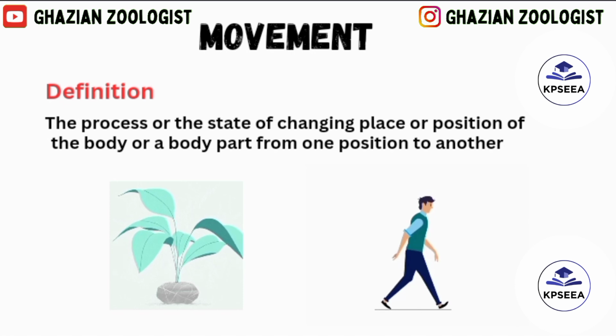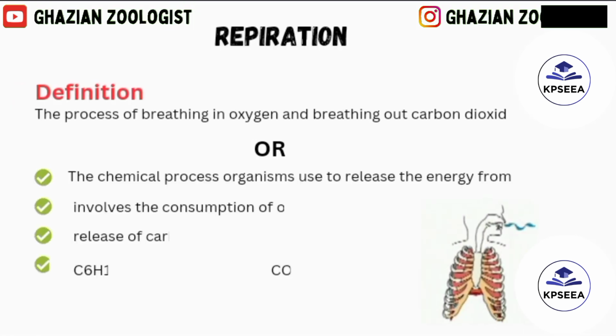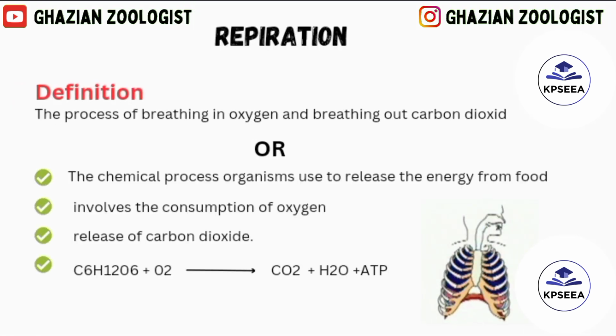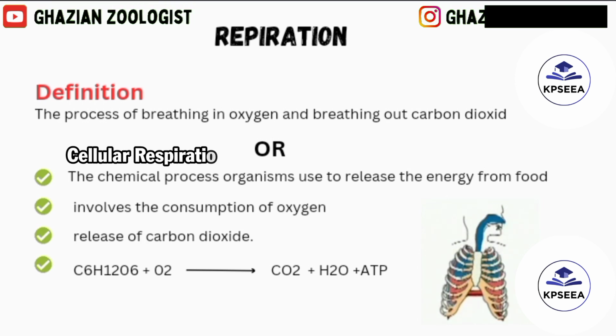Okay, the second one is respiration. Respiration is the process of breathing in oxygen and breathing out carbon dioxide. You can see in this diagram that the air is coming inside the lungs and then moving out. Actually it's respiration. If you talk about cellular respiration, that is another thing. Cellular respiration is another thing.